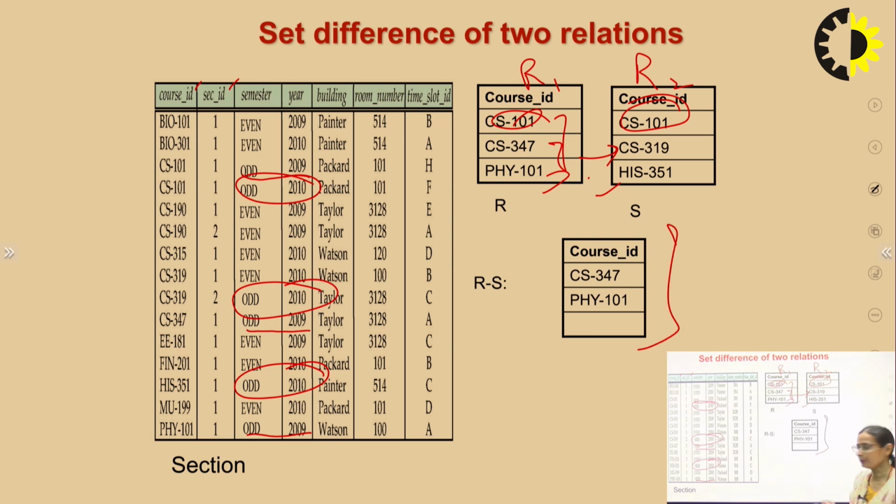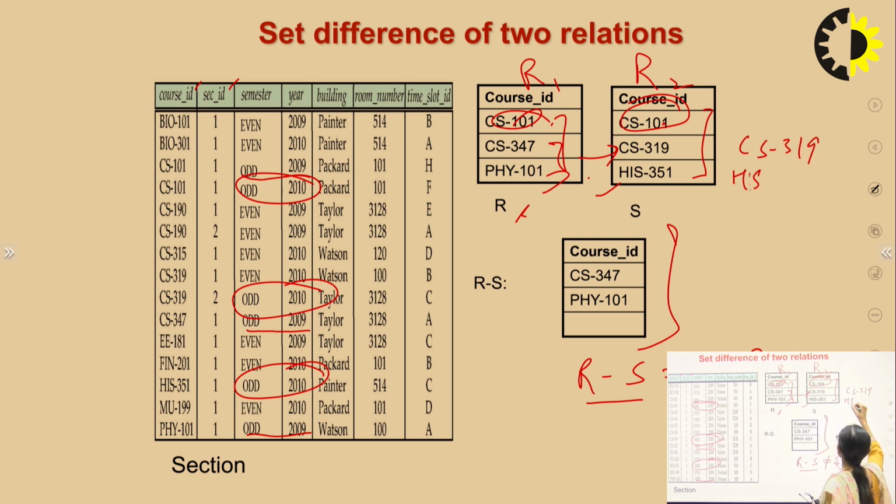Moreover, you need to remember that R minus S is not equal to S minus R. The output is going to be different. If I want to perform S minus R, then what will happen? This is S and this is my R. So this is going to be left out, and the output is CS 319 and HIS 351. If you look at the board, both the final output relations are different. So they are not equal.